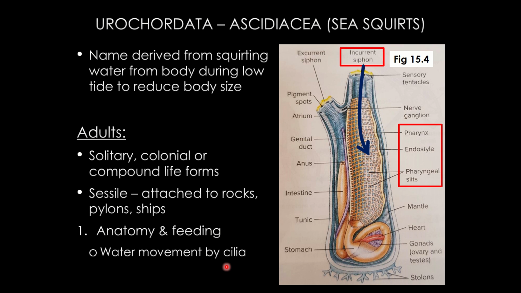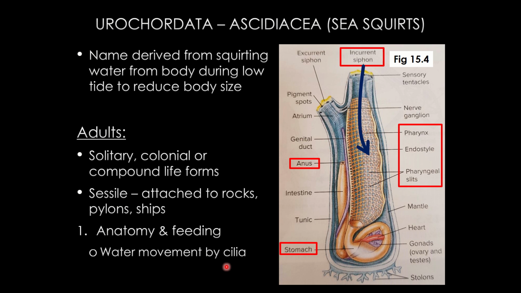It has a stomach and it has an anus. You can see how water comes into the animal through its pharynx. The endostyle secretes mucus which takes food out of the water. Then the flow goes through its stomach, comes out of its anus, and is squirted out. You understand? That's how the water moves through the animal.